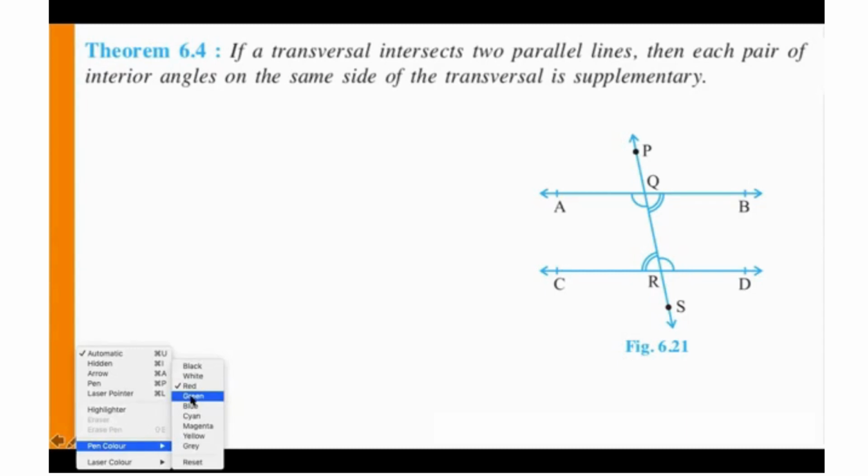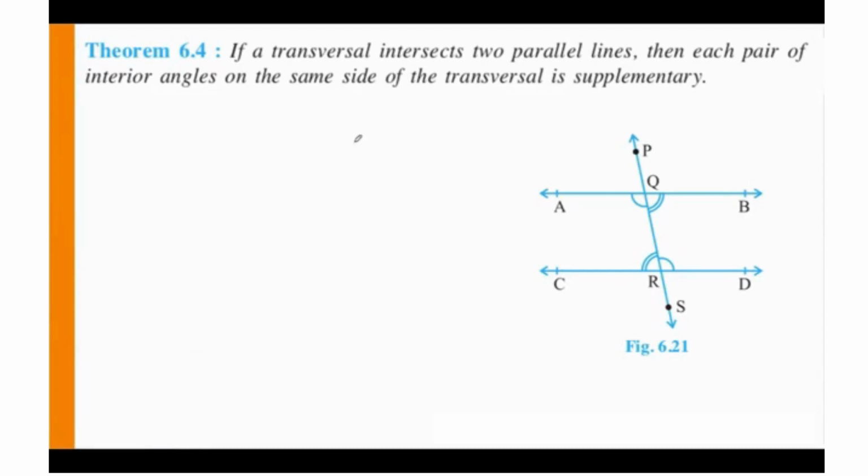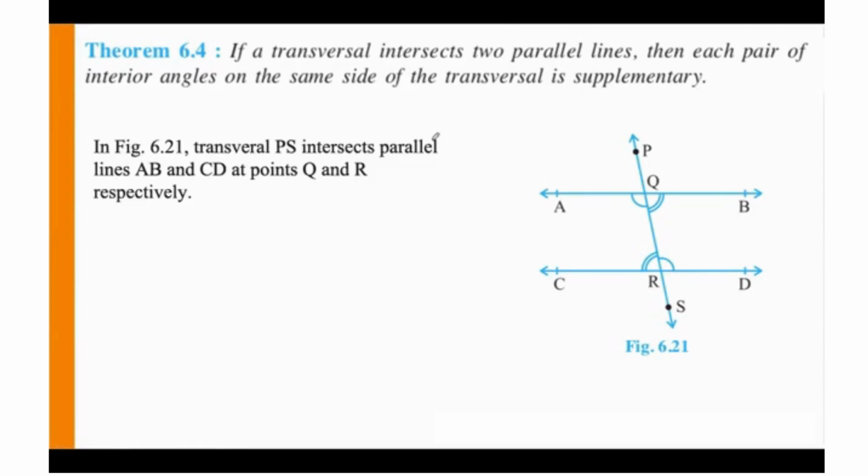It is given that there is a transversal and there are two parallel lines. So in this figure, we can say that the transversal PS intersects parallel lines AB and CD. So AB and CD are parallel lines and PS intersects them at points Q and R. So the figure is understood.